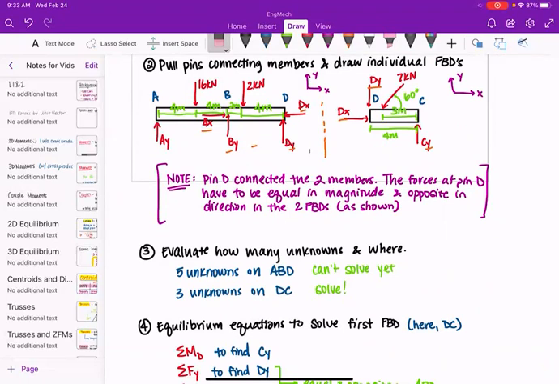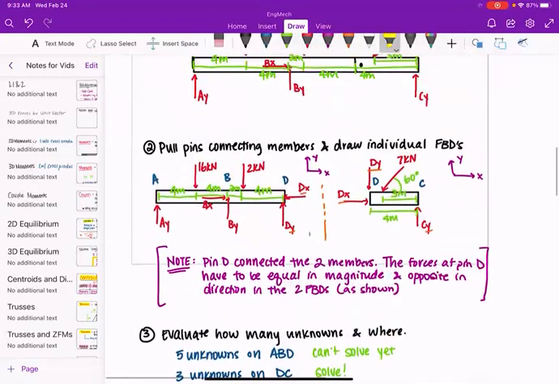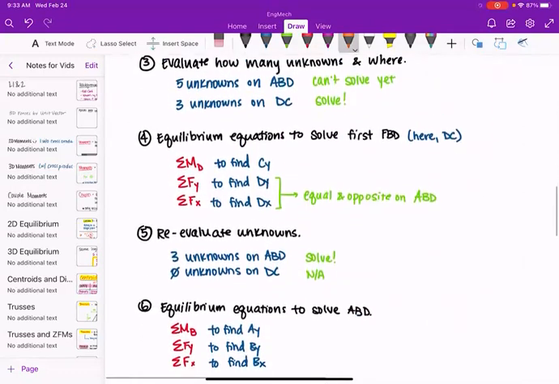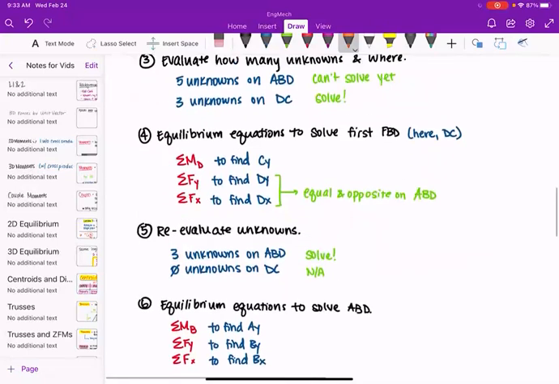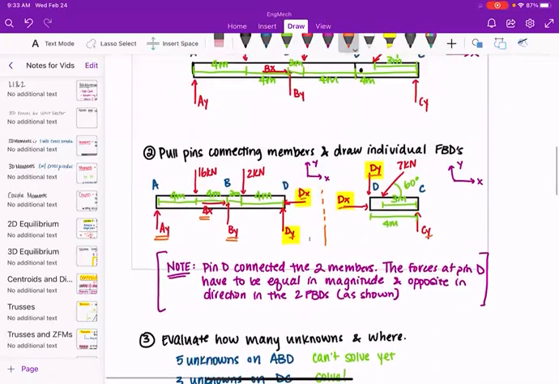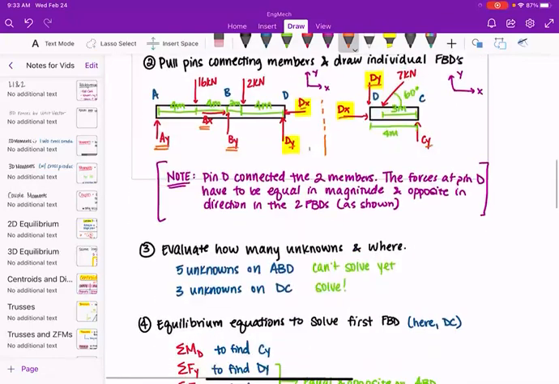So after that, by solving DC, I then have the values for the reactions DX and DY, which I can then transfer over here because I know they're equal in magnitude and opposite in direction. So I can transfer those over, and now on this side, I only have AX, BX, and BY. So now I can solve this one because there's 3. So at the end of the day, I only needed to solve 2 free body diagrams because it solved itself. And I was able to solve one of them entirely before moving on to the next one.